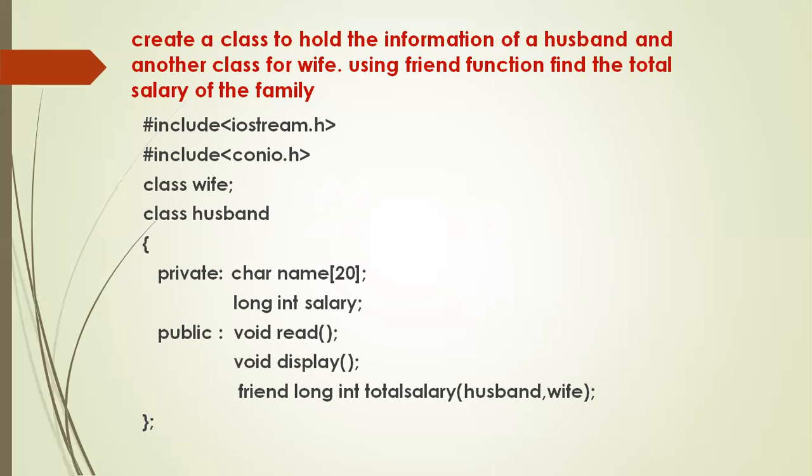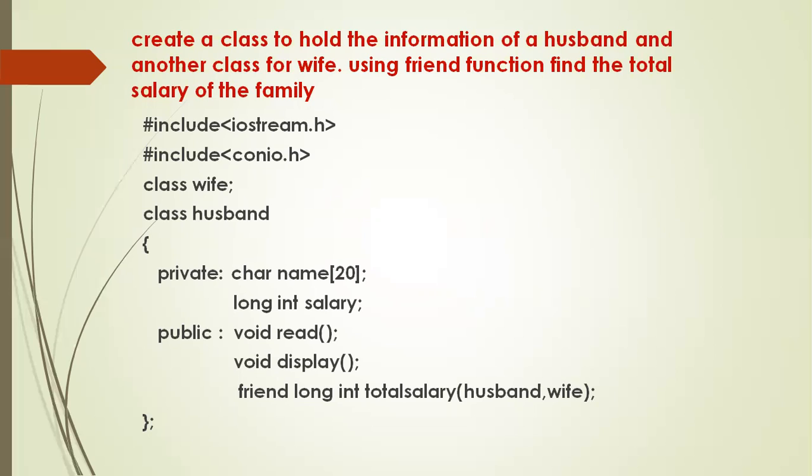You start with the first class. What is the first class name here? Class husband. So husband is one class and wife is one class. Under the private data, what is the member data of the husband? Name of the husband, which is a string type, and salary, which is a long integer type. Next, you write two functions. The first function is the read function, which is a member function. The display function is also a member function.